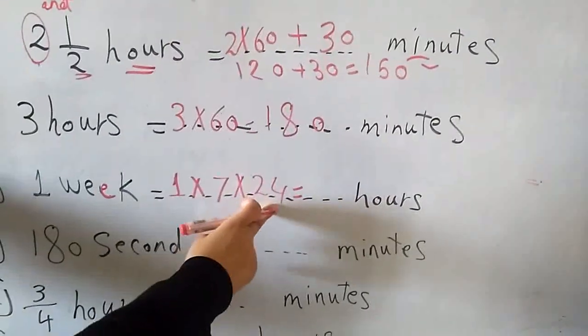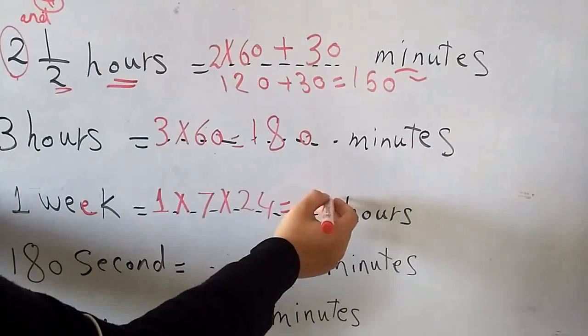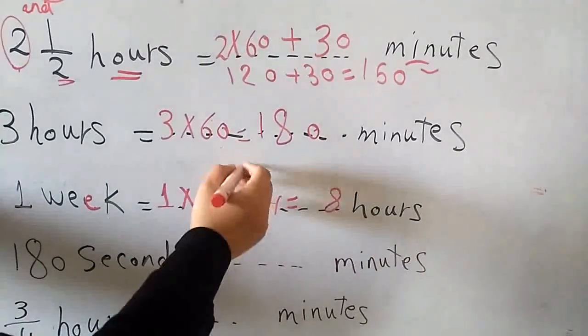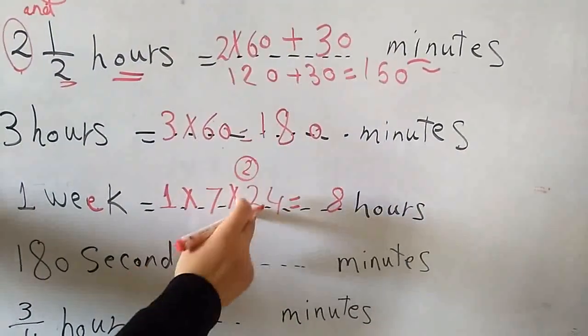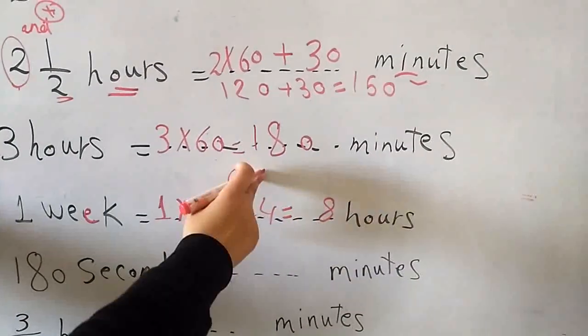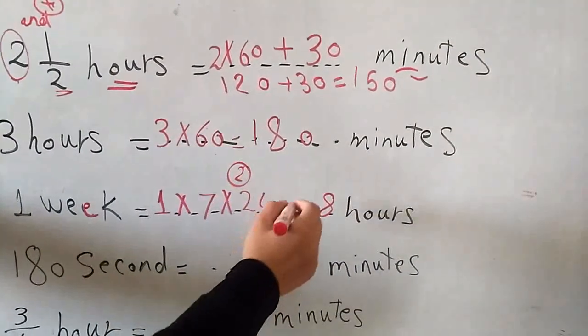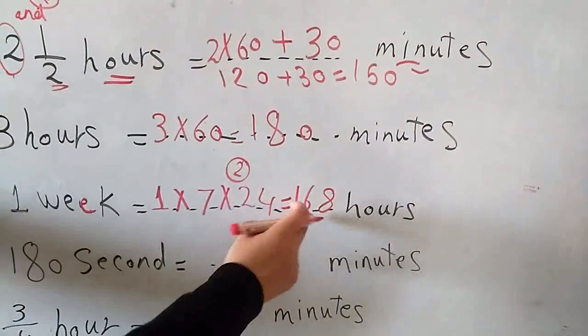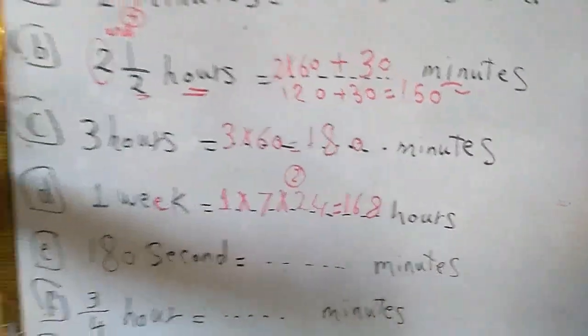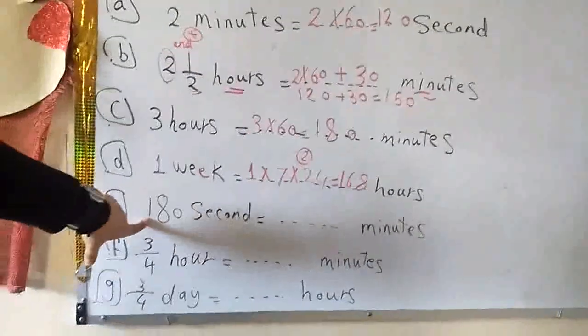I should multiply this 1 by anything equals the same, or by any number equals the same number. Okay, 7 by 24, 7 by 4 equal 28. Yes, excellent. 8 and I have carry up 2. 7 by 2 equal 14. 14 plus 2 equal 16. So 168 hours.